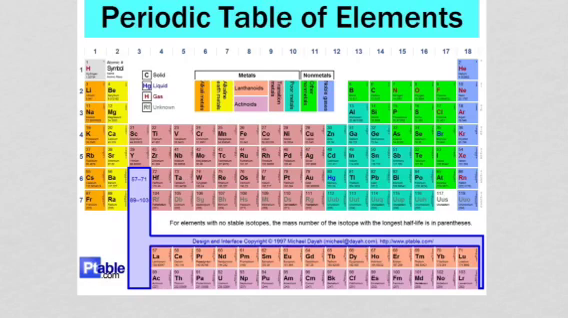There are 2 elements in the first period, hydrogen and helium. How many elements are there in the second period? The second period has 8 elements: lithium, beryllium, boron, carbon, nitrogen, oxygen, fluorine, and neon. Okay, so there are 8. How many in the third period?